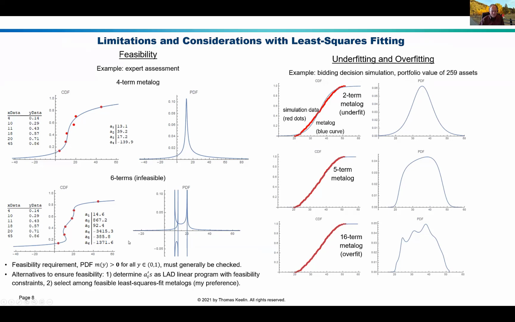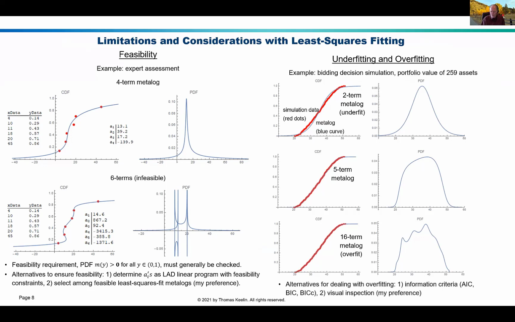So there's always a feasibility requirement that the density function has to be strictly positive, and that generally needs to be checked. There are various alternatives to ensuring feasibility. One is to determine the A's as a linear program, and there are published papers on that. But I simply like to just plot the Metalogs for the various numbers of terms and see what actually looks best or seems best for the data I have.